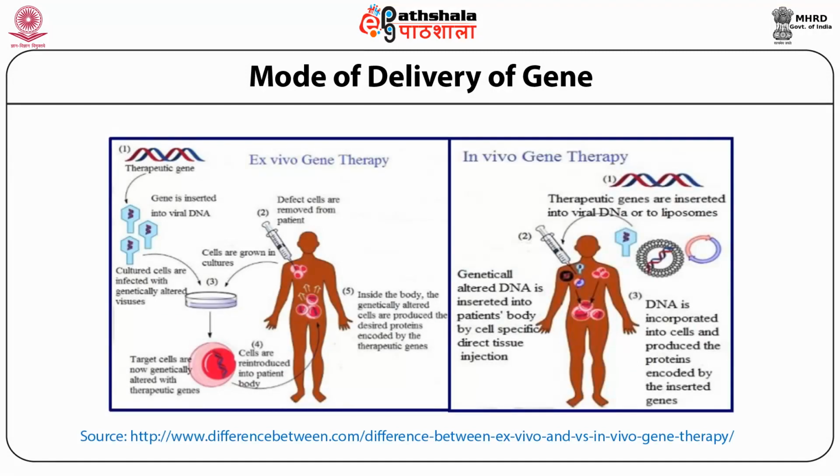The figure explains the mode of delivery of genes. So there are basically two modes: ex vivo gene therapy, in which cells are taken from a particular organ of the patient and cultured in the lab. The therapeutic gene is introduced by cloning. Transformed cells are selected, regrown in cell culture and reintroduced into the patient.